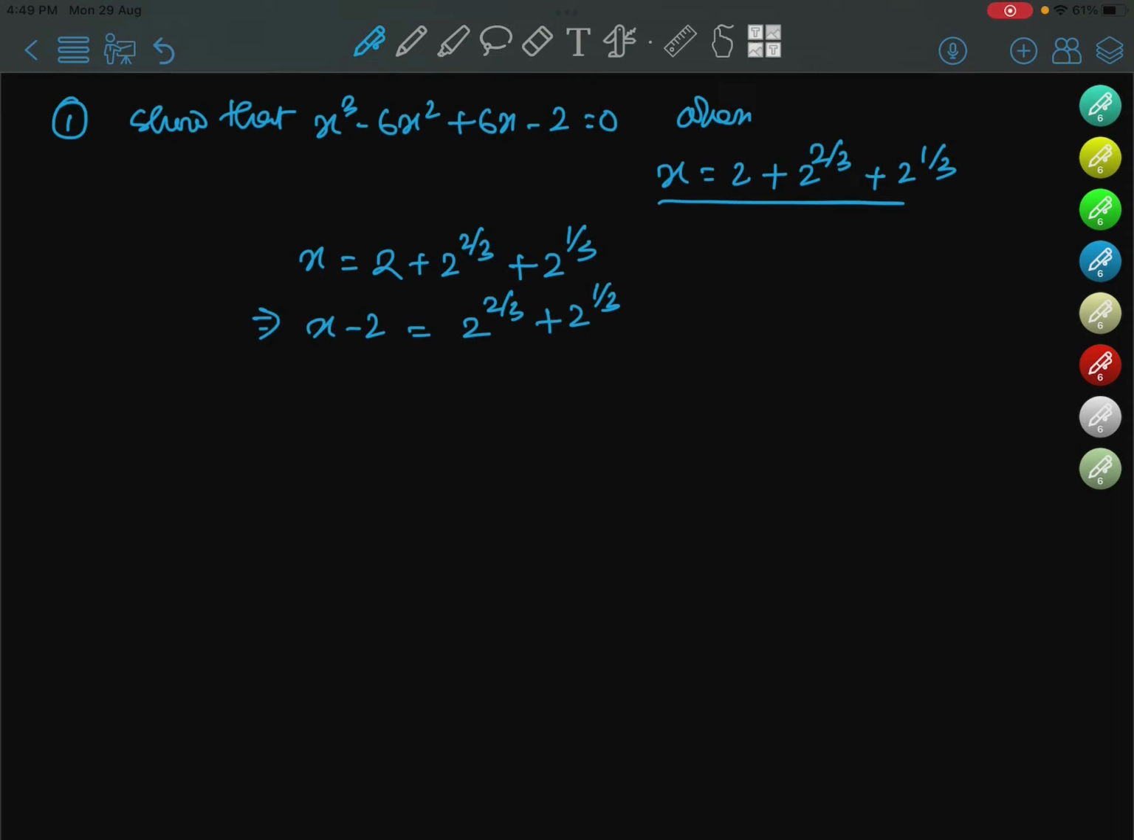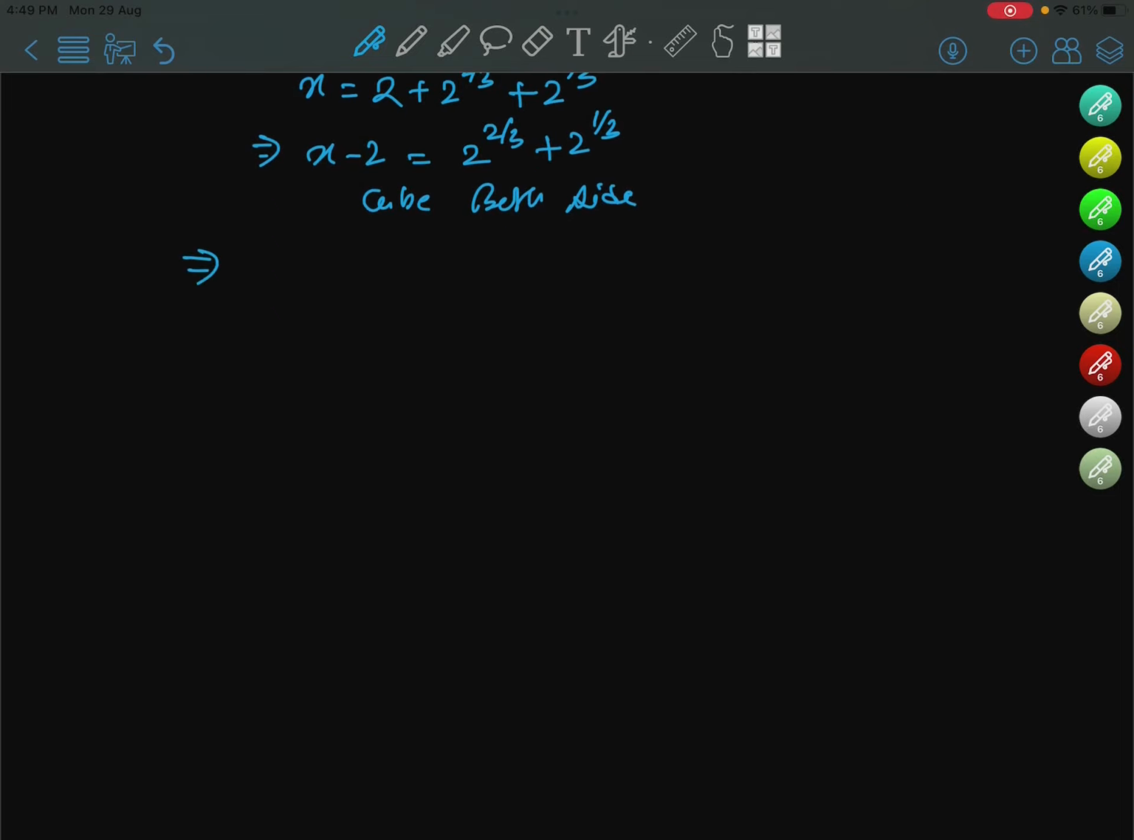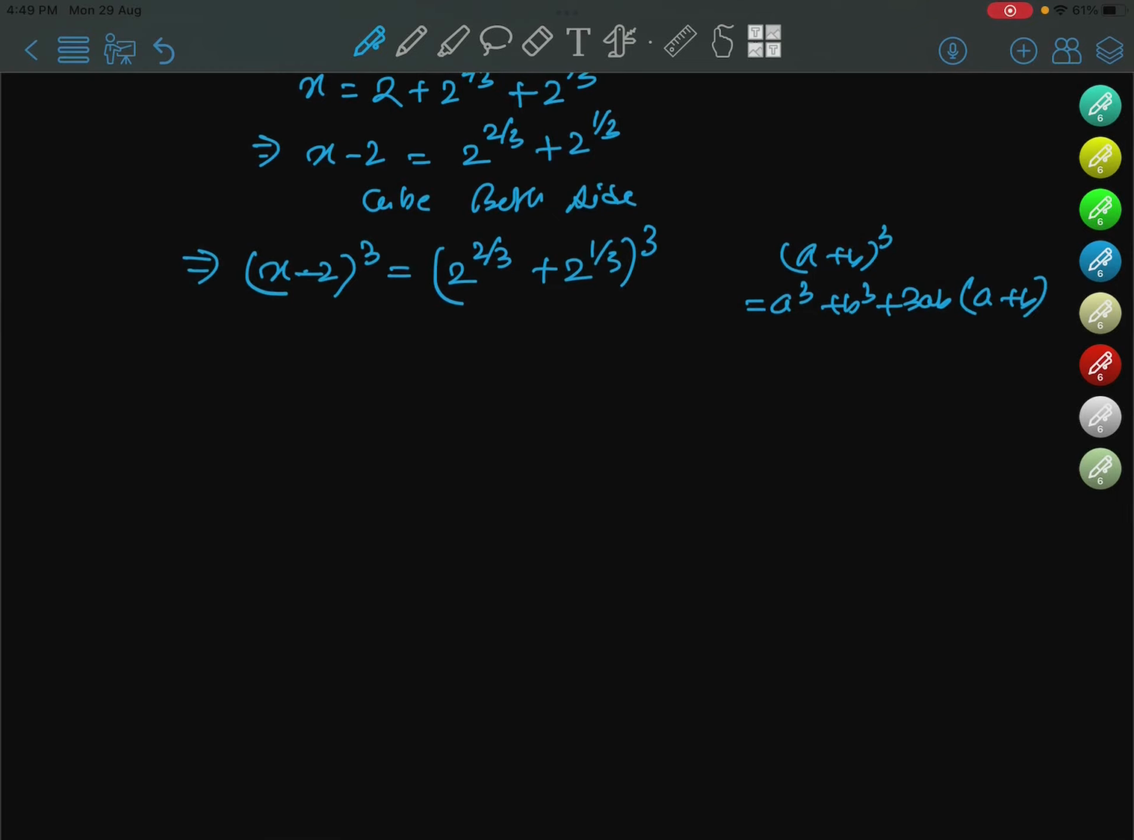How are we going to get x cube and x square? To get that, we have to cube both sides. So now x minus 2 whole cube equals 2 to the power 2 third plus 2 to the power 1 third whole cube. So what is the algebraic formula of a plus b whole cube? The algebraic formula is a cube plus b cube plus 3ab into a plus b.